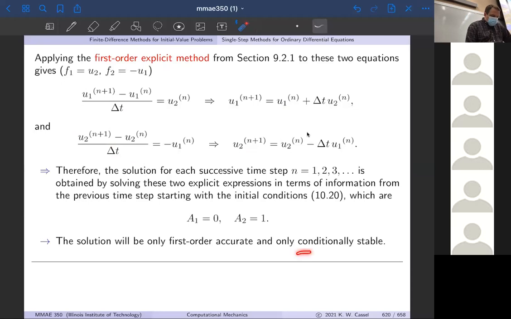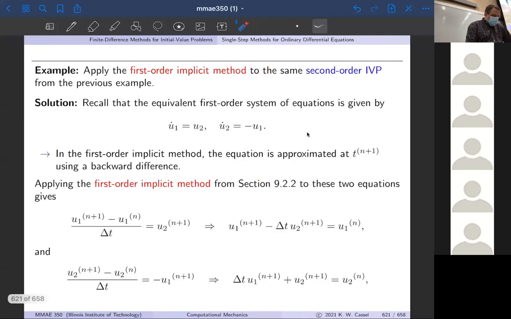It's still only conditionally stable because we're using this first order explicit method. What about the first order implicit method? Let's see how that works. So again, I have a second order initial value problem, second order ordinary differential equation, but now I'm going to apply the first order implicit method.